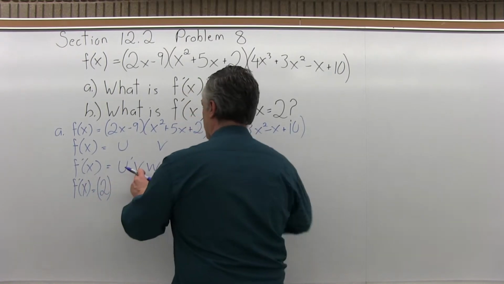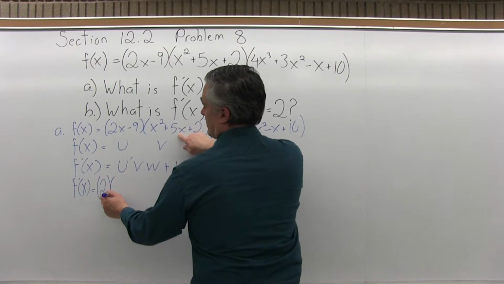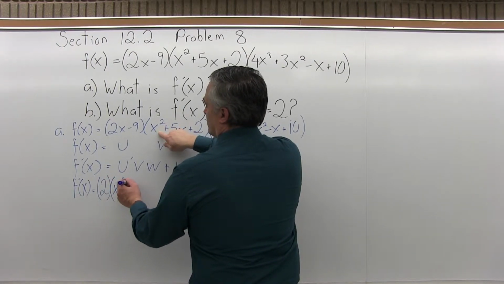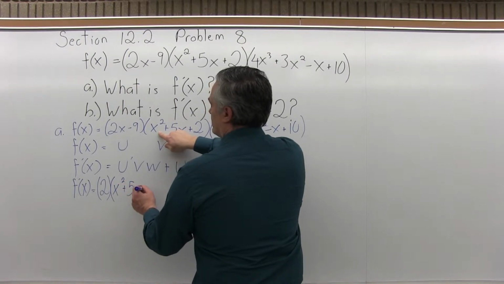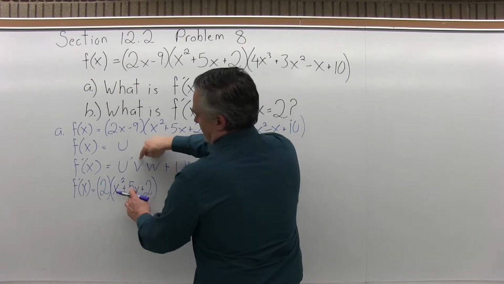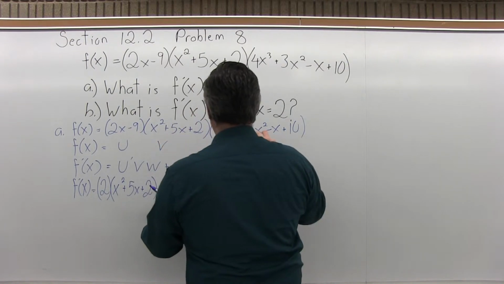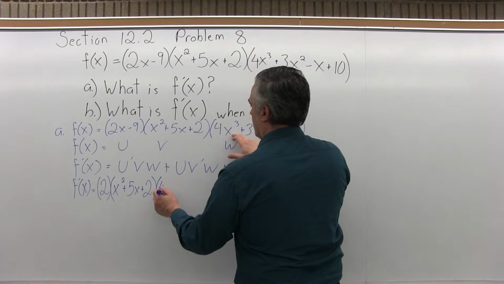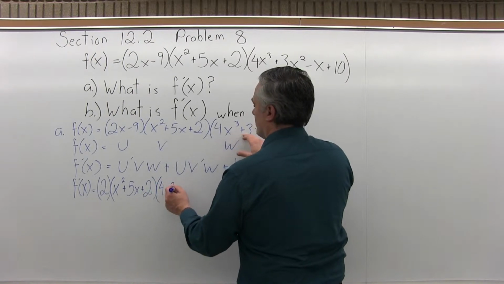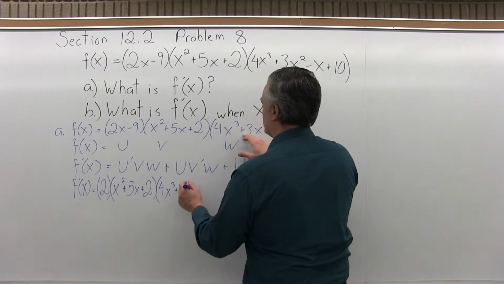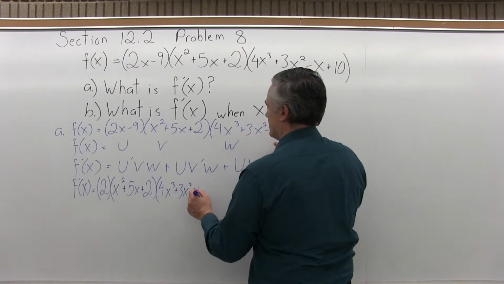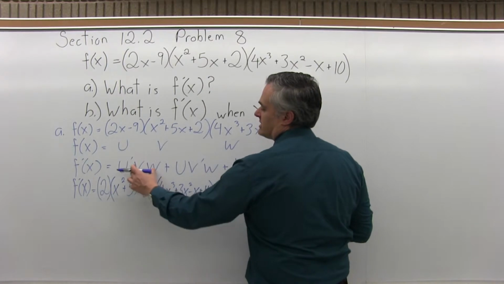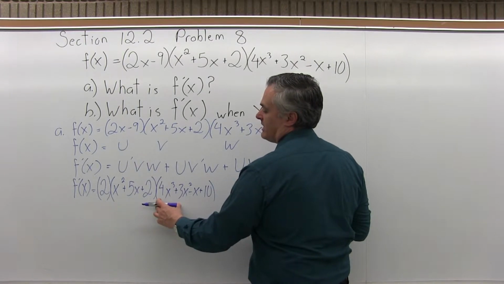Then I have v with no prime. So v is the middle parenthesis, so I just copy it down the way it is, no prime. So it's going to be x squared plus 5x plus 2. That's v. And then w, also with no prime. So w with no prime is 4x to the third plus 3x squared minus x plus 10. So what I have written now is just that first piece, u prime vw.